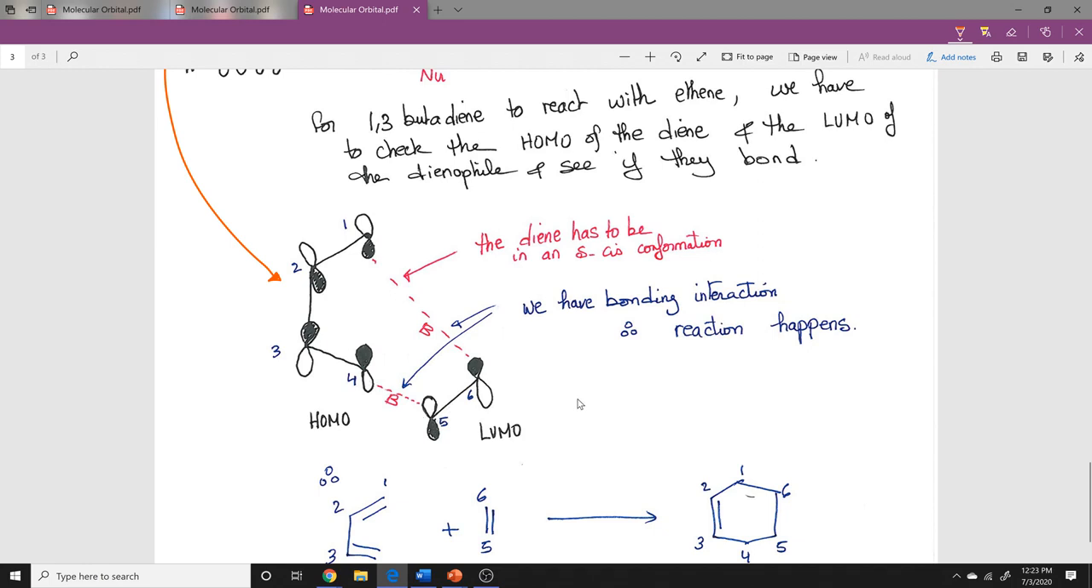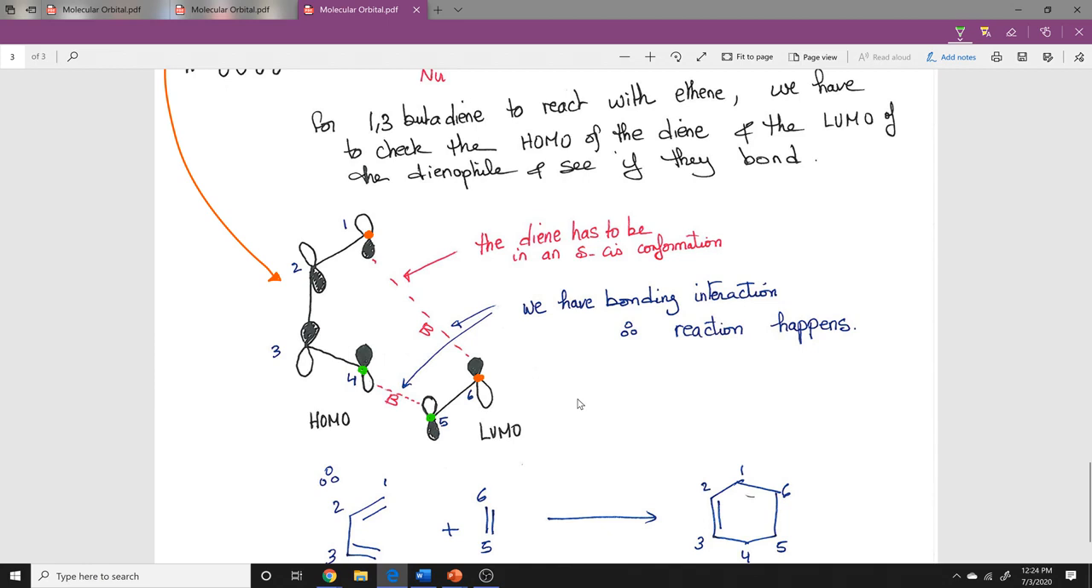If you're going to form a sigma bond, you're going to form a bond between carbon 1 and this carbon, and between carbon 4 and this carbon over here. So in order to check if there is a bond that could be formed, you need to check if the p orbitals can overlap with each other. If they overlap with each other, this means that they have the same shade. Then you have the bonding state in there, so the sigma bonds can be formed. If not, then the sigma bond cannot be formed.